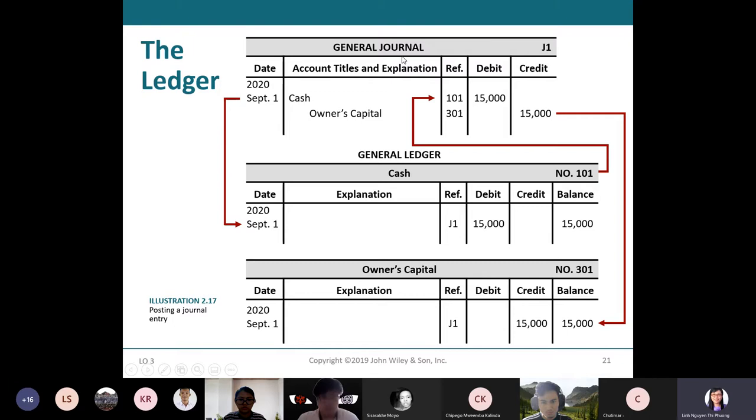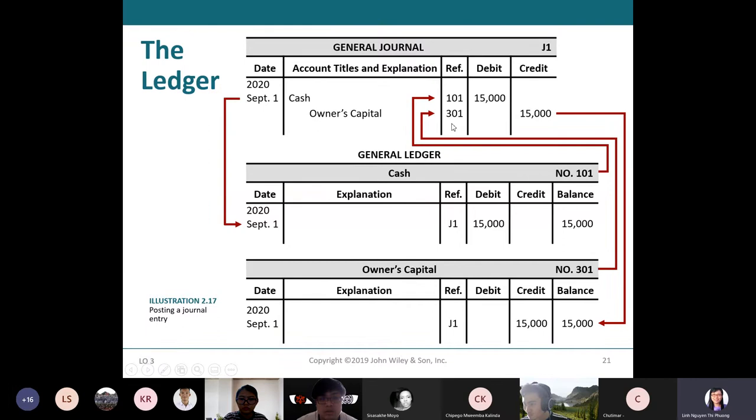101, 301. What are they? They are the account number. Okay, they are the account number. So normally the question will give you the account number. Then you have to put it there in the reference column. Okay, if you don't put it, you will be deducted points. But if the question didn't give you the account number, then you don't have to put it.